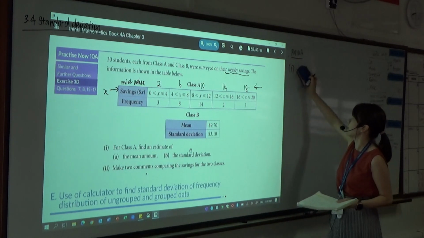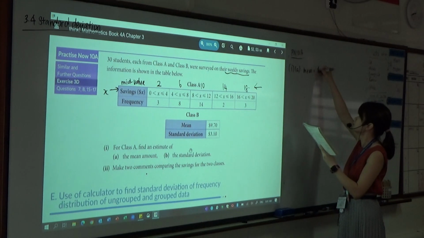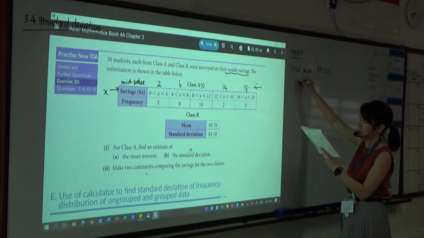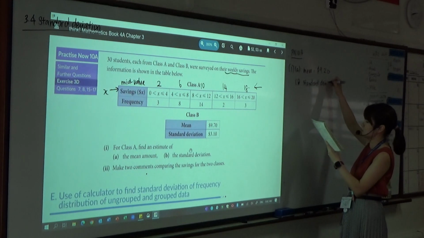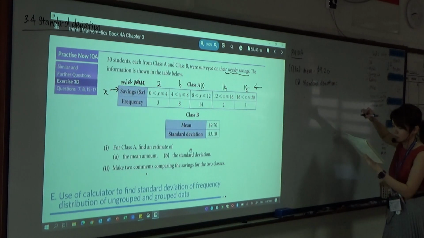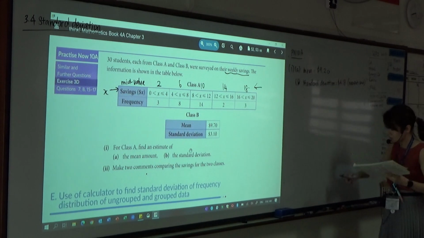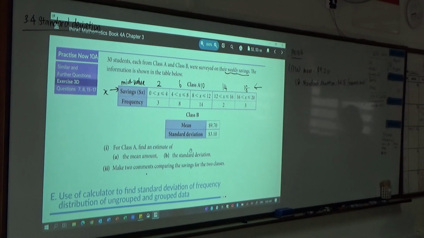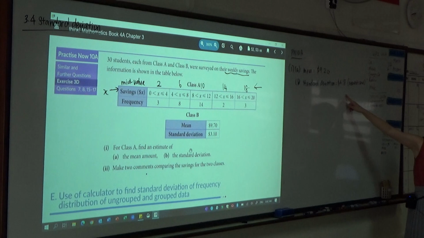Check what is the mean amount that you're getting. Try now. I give you about 2 minutes to press into your calculator. Check that you have mean $9.20, standard deviation $4.18. Okay, will you do that now?